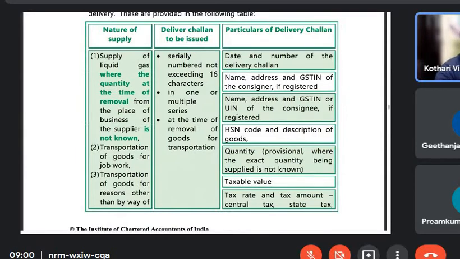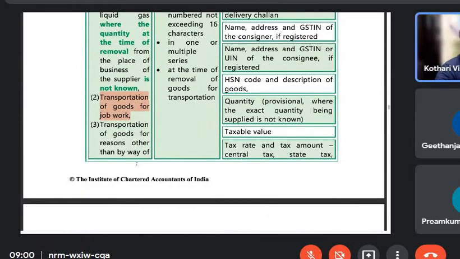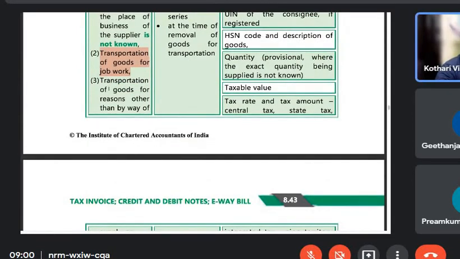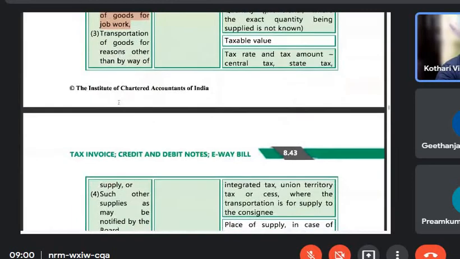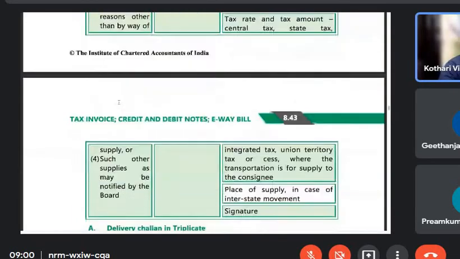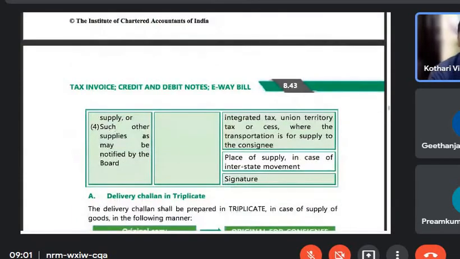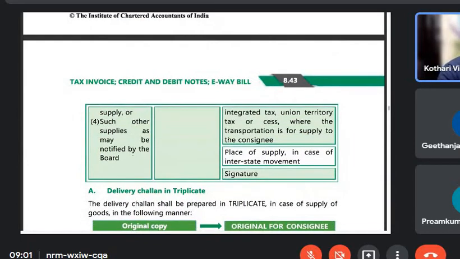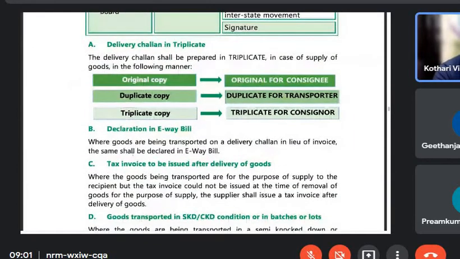Whenever goods are sent on job work, there also delivery challan can be used. Transportation of goods for reason other than by way of supply, there delivery challan can be used. Such other supplies as may be notified. So again, delivery challan should be issued in triplicate, one for the consignee, one for the transporter, one for the consigner.